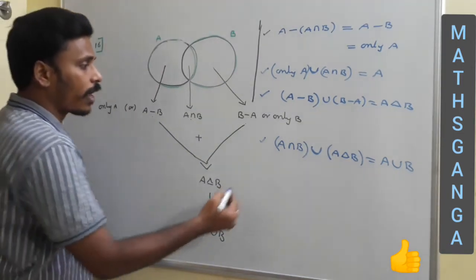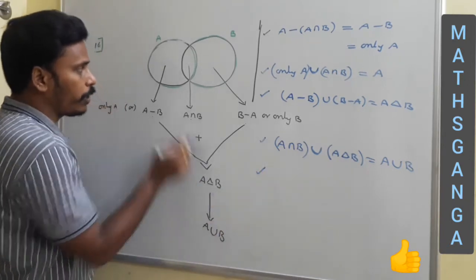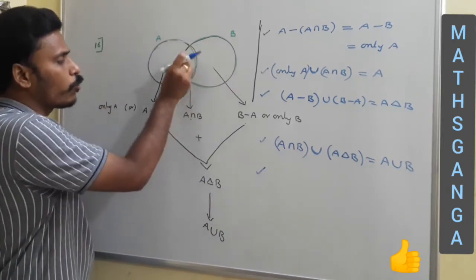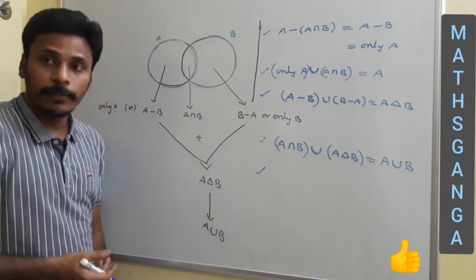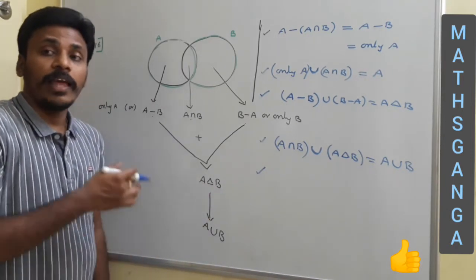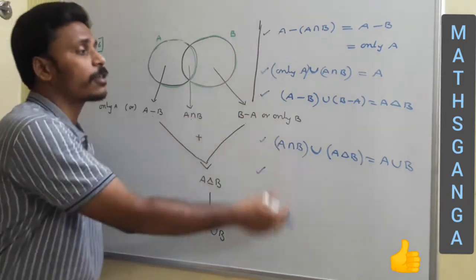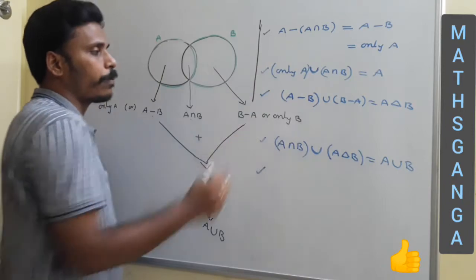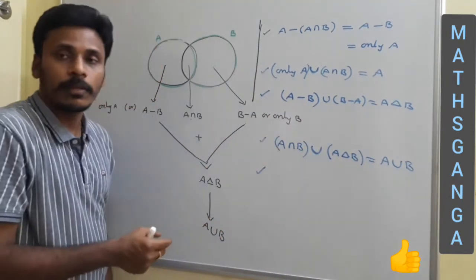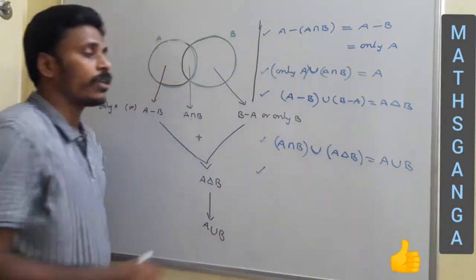In another way, from the total set A union B, if you remove A intersection B, again I will get A delta B. Is it clear? So likewise, there are many ways to write in such a manner. If anybody asks you these types of questions in an objective type test, you just think about the thing. What is this, A intersection B union A delta B?